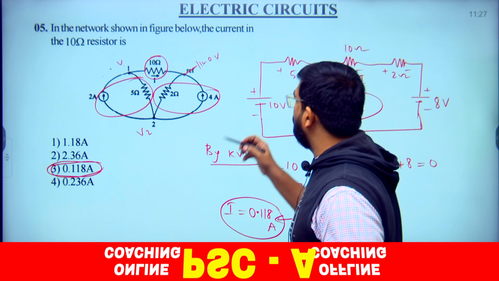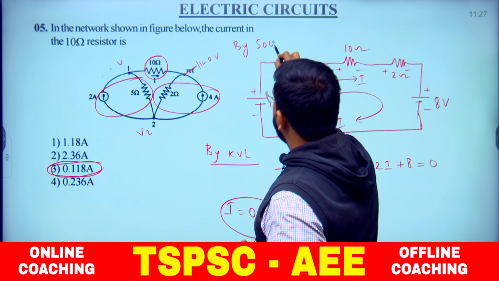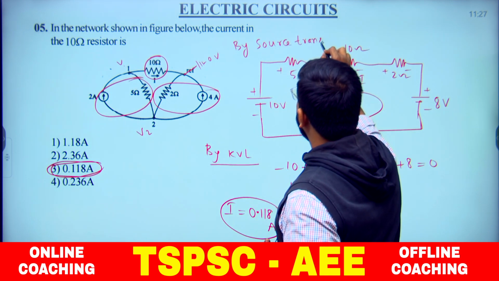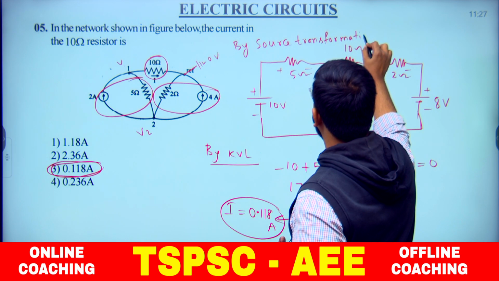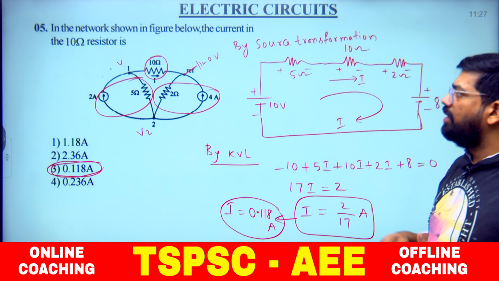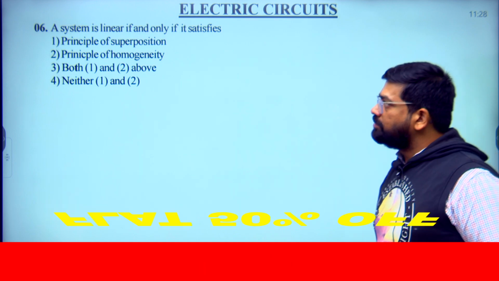We just did source transformation. Understood? Here, instead of the nodal method, if you follow source transformation, it is easy for us. Got the point? Next, move on to another question here.